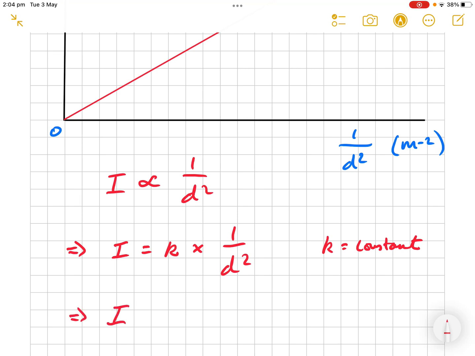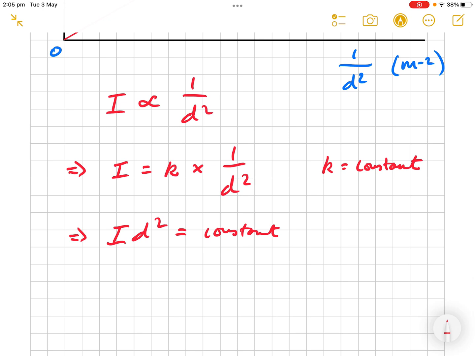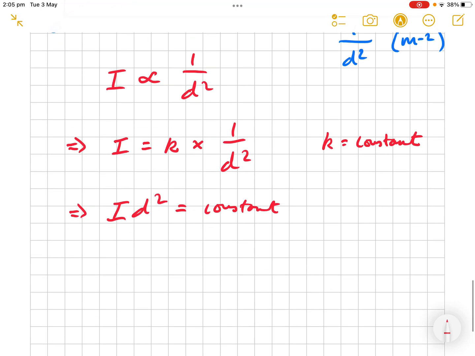Now it's easier to actually write that by bringing the d squared over, and you get that I d squared is equal to a constant. So for any given light source of fixed brightness, the irradiance times the distance squared will always give you the same number. So if you move to a different distance, your irradiance drops, your distance goes up. But when you multiply I by d squared, you always get the same number.